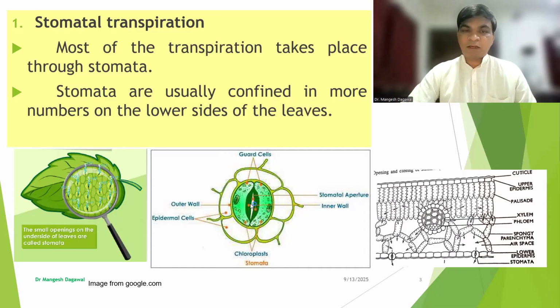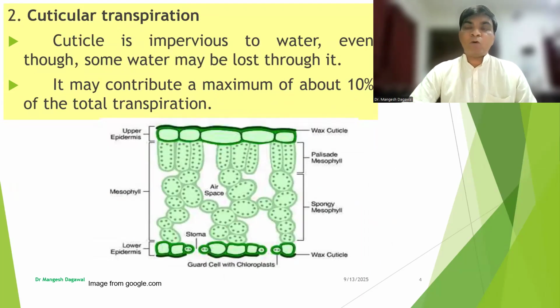In the structure of the stomata, along with the guard cells, on the outer side there is the presence of another cell, the epidermal cell or subsidiary cell. So this is stomatal transpiration. Most of the transpiration takes place through the stomata. Another type of transpiration is cuticular transpiration.